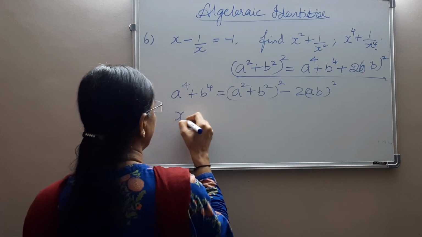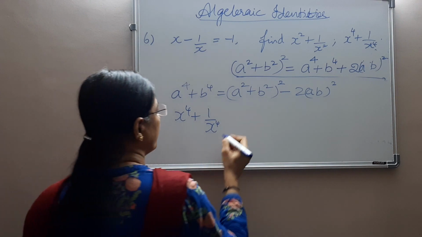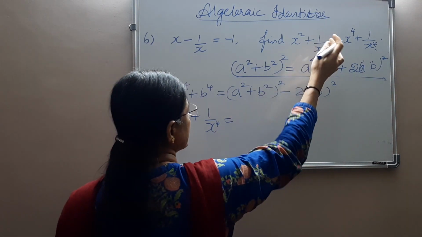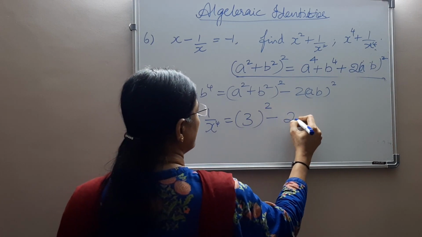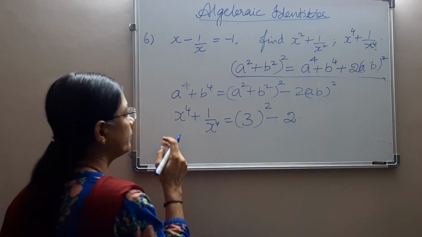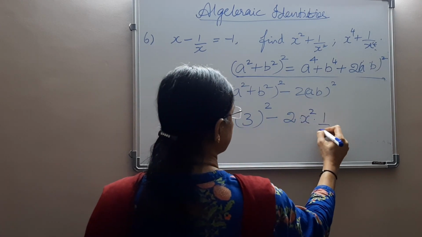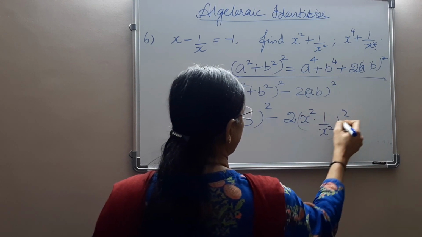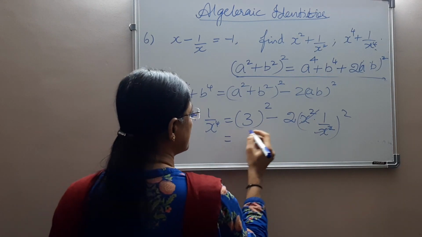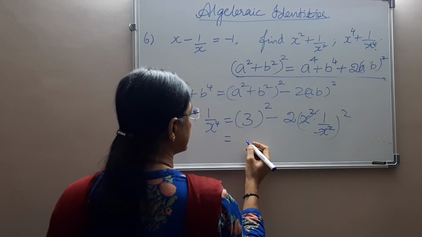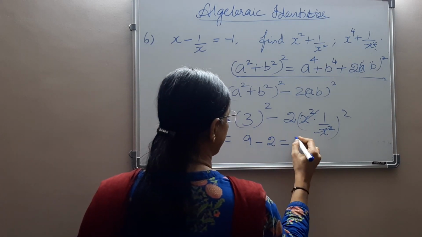So what is a power 4 plus b power 4 in our problem? x power 4 plus 1 by x power 4, which is equal to, what is x squared plus 1 by x squared? We have got this as 3. So 3 squared minus 2 times, what is a, b here now? Anyway, it's going to get cancelled, isn't it? The whole squared is nothing but we cancel them. Okay, so 1 squared is just 1, 2 into 1 is just 2. So we have 9 minus 2, that is 7.